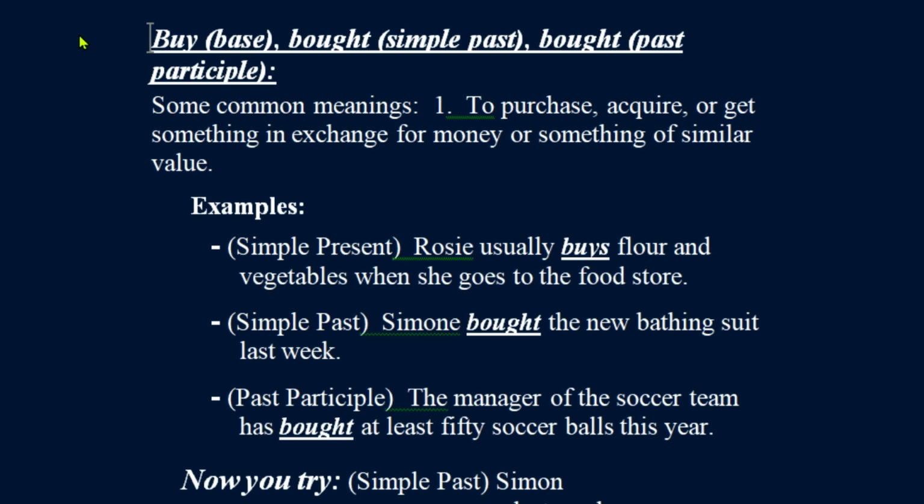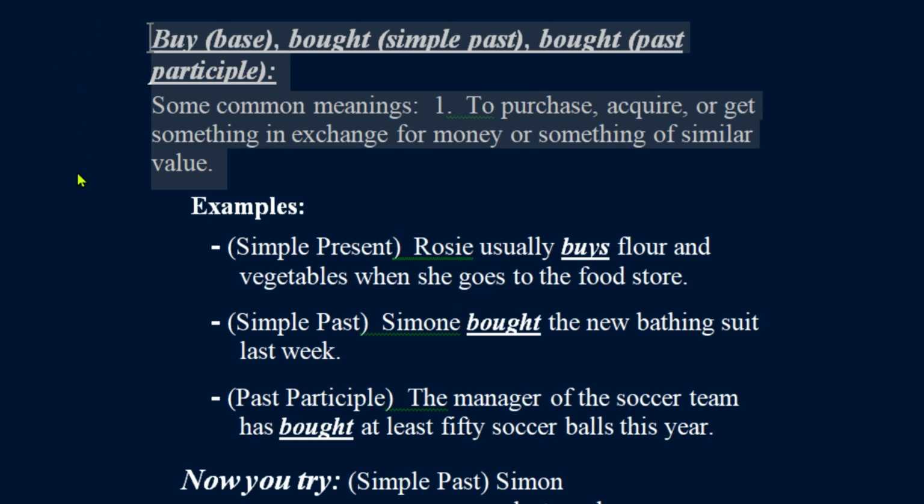Buy is the base verb. Bought, simple past. Bought, past participle. Some common meaning. 1. To purchase, acquire, or get something in exchange for money or something of similar value.